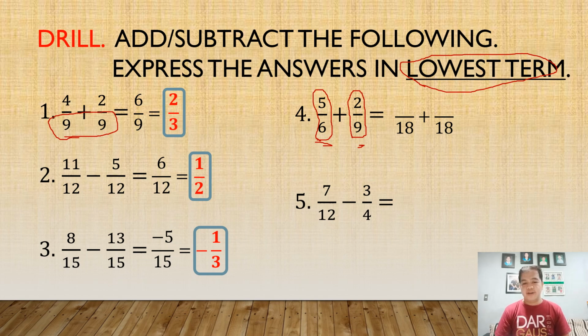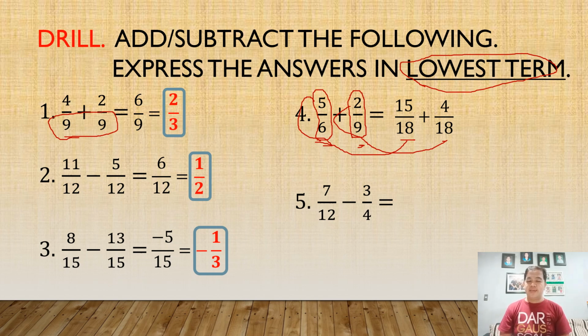Then afterwards, to get the numerators, 18 divided by 6 is 3. 3 times 5 na nasa taas, so we'll have 15. So, divide and multiply yung operations doon. So, 18 divided by 9 is 2. 2 times 2 is 4. So, ito na yung dalawang equivalent fractions. Ito yung equivalent fraction ni 5/6, and ito yung equivalent fraction ni 2/9. At the same time, similar na rin yung kanilang denominator. Kaya, similar fractions na sila.